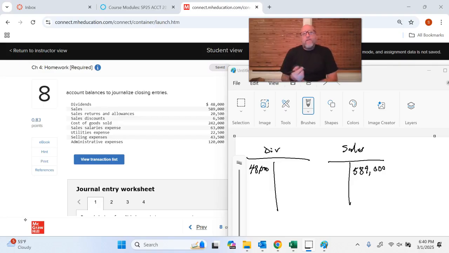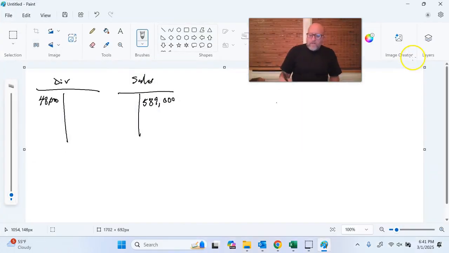So anyway, my suggestion would be to maybe list out all of the T accounts and then show the ending balance of each one of these accounts. For instance, dividends is an equity account. However, it has the effect of lowering equity. Therefore, it typically has a debit balance. Sales is obviously an equity account. It increases equity, and therefore it typically has a credit balance.